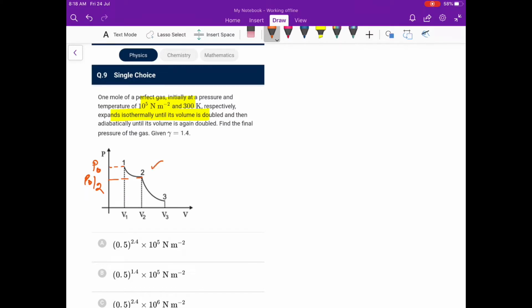So I have to apply the equation between 2 and 3. What I can apply is PV to the power gamma, so P0 by 2 into 2V0 to the power gamma. The gas is not given, but gamma is given, 1.4. That would be equal to P final into final volume 4V0 to the power 1.4.